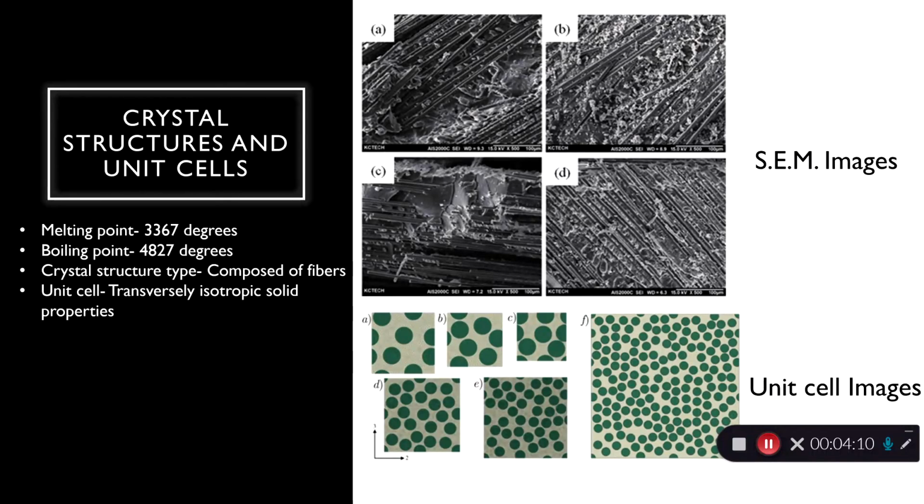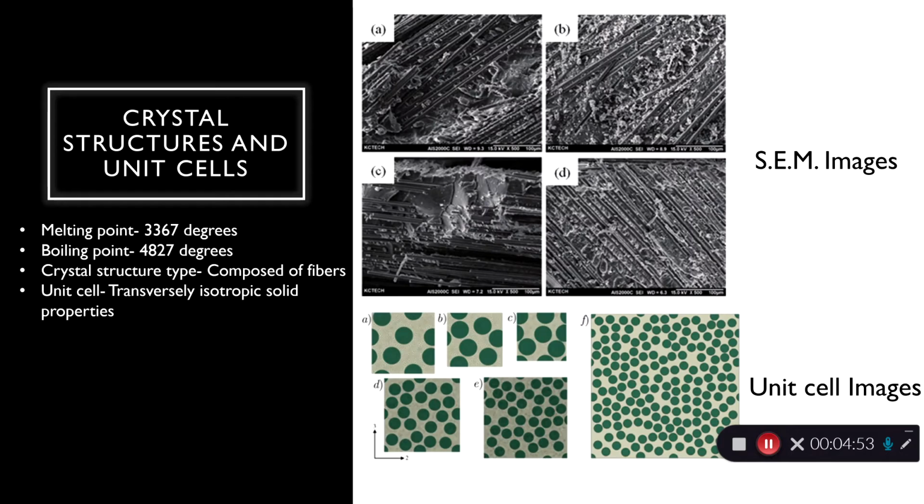After we learned about the different mechanical properties of materials, we moved on to learn about the crystal structure and unit cells of materials. After learning this, I went and did my research on my own to find out more about carbon fiber. I found out that the melting point is 3,367 degrees Celsius, while the boiling point is 4,827 degrees. I was then able to find out that carbon fiber is composed of different types of fibers between the diameter of 10 to 50 micrometers that are mainly composed of carbon atoms.